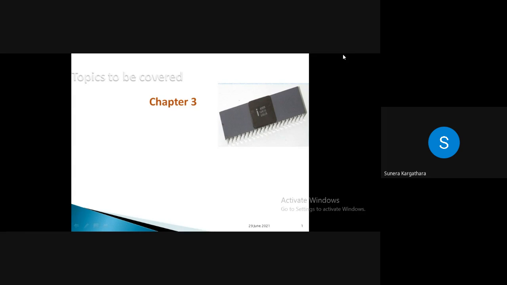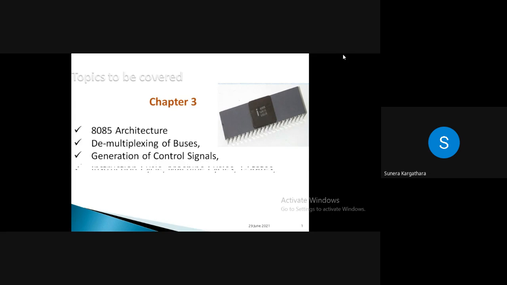So in our last lecture, we discussed the 8085 microprocessor pin diagram, right? Today we want to discuss 8085 architecture, demultiplexing of buses, generation of control signals, and instruction cycle. If you observe your chapter number 3, module 3, you will find these sub points. Each and every point we want to discuss in this module, which is very important to understand what is inside the microprocessor. What we had discussed is the individual pins' functions, with the pin diagram.